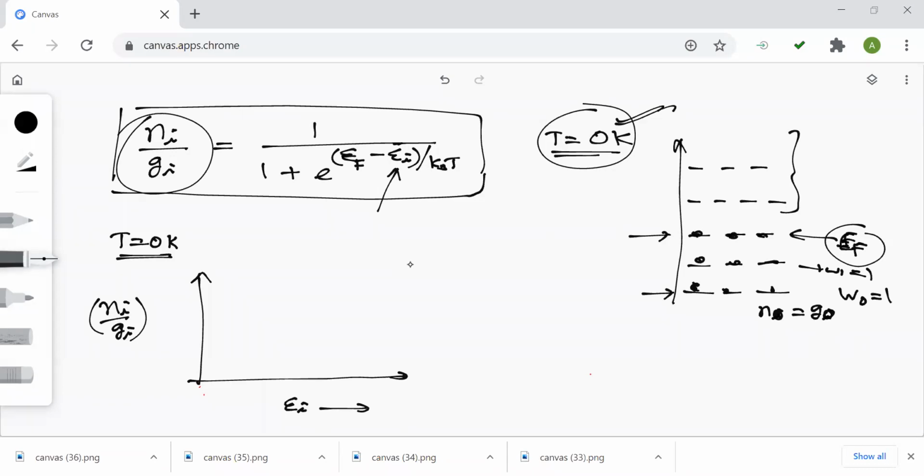See, Ni value and Gi value, they are equal. Since they are equal, the value should be equal to 1. Up to Fermi level, say for example, this is Fermi level, the value should be 1. Right? And after Fermi level, all the levels have probability 0, or Ni by Gi value is 0. This is also called the probability of occupying the ith level. This is the graph you will get at 0 Kelvin.